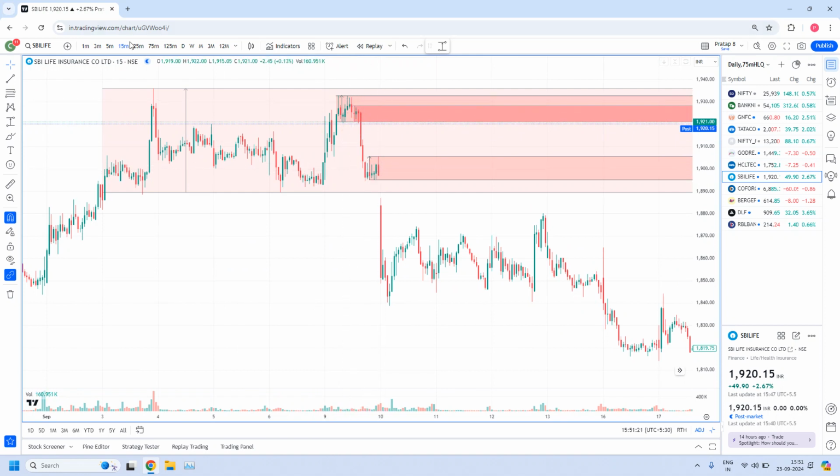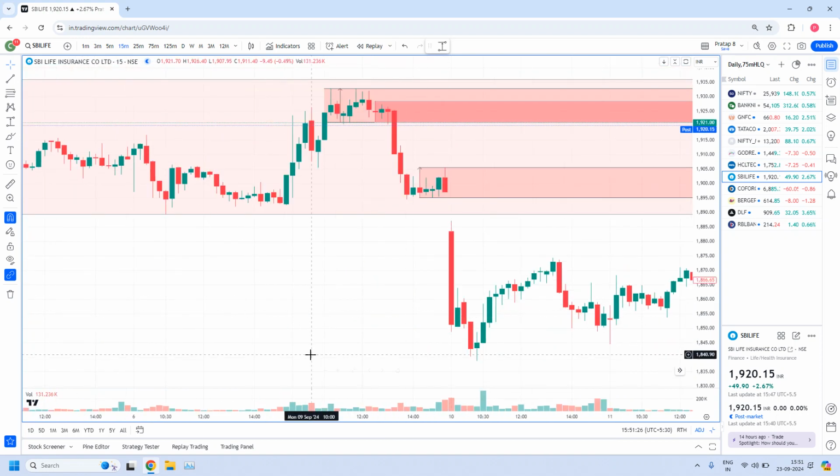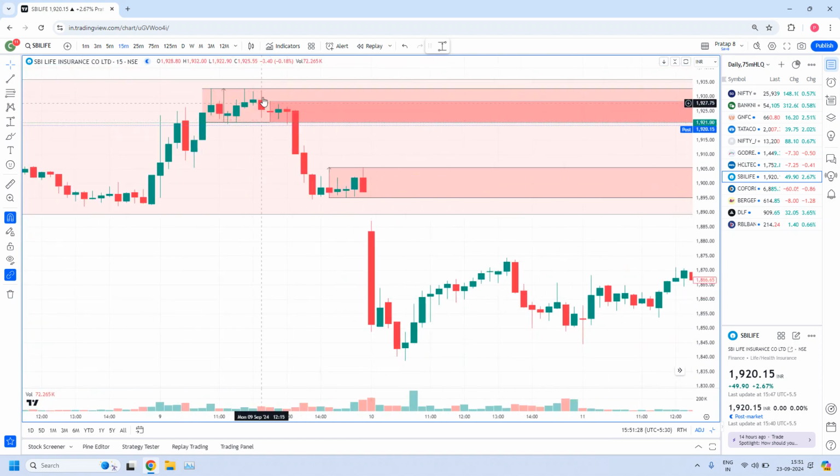Sorry, this is a 75 minute zone. There is no 15 here. And here I identified a 15 minute zone. We have a drop here also. It's a compromised leg-in candle, this one. So this is looking like a base, just compromised.